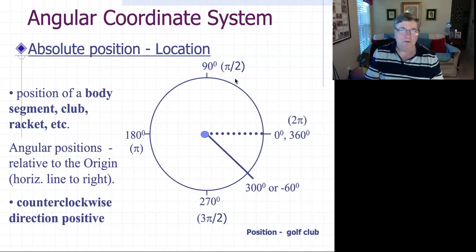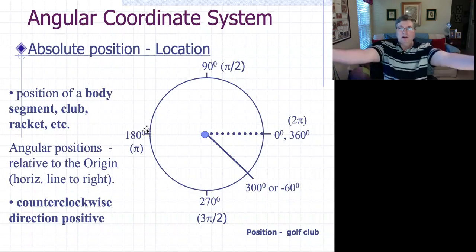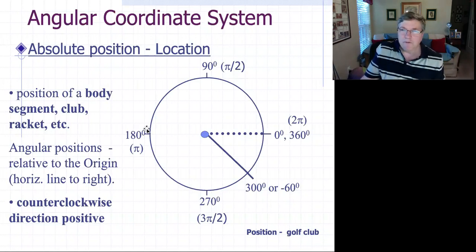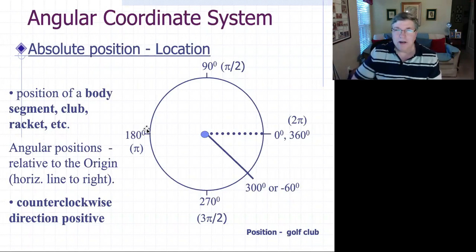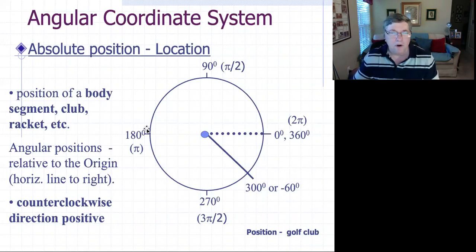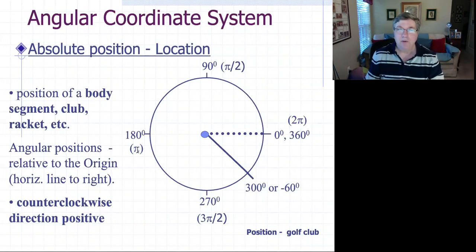Half a circle of rotation counterclockwise is 180 degrees. All the major joints, except for the ankle, are roughly at 180 degrees when we're in the anatomical position. That's equal to pi radians. Three quarters of a circle in counterclockwise rotation is plus 270 degrees. That's 3 pi over 2, or 1.5 pi, if you will. And then 2 full pi's would be 360 degrees of rotation in the counterclockwise direction.